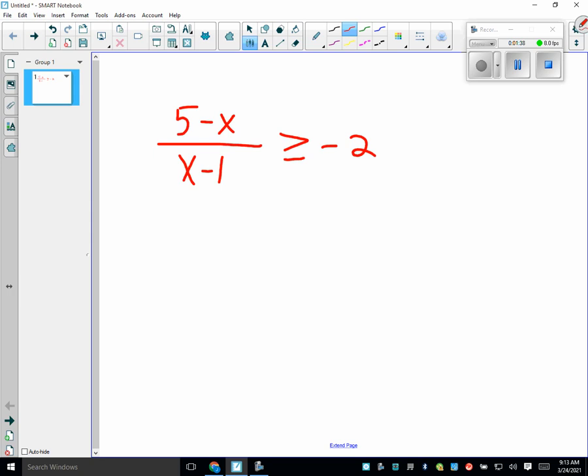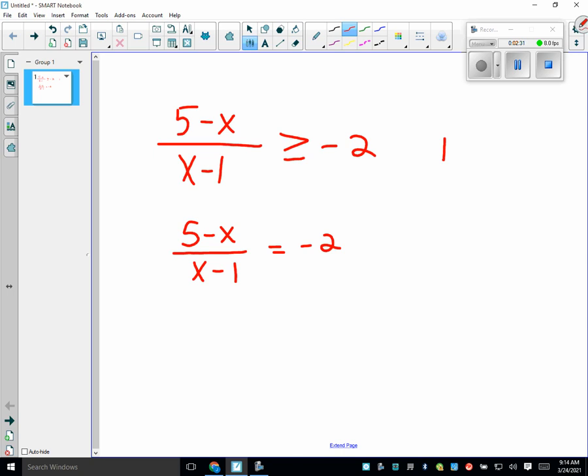What we found yesterday when we solved and got x equal, those are called critical numbers. And that's what we have to find today. The difference is when we have an x in the denominator, my first critical number is what would make that denominator 0. So what would make my denominator 0? 1. Yep, that is my first critical number. Now I work the problem just like I did yesterday. I changed it to equal. So I have 5 minus x over x minus 1 equals negative 2.